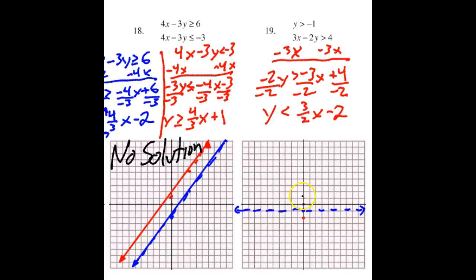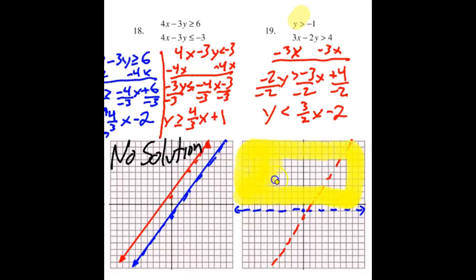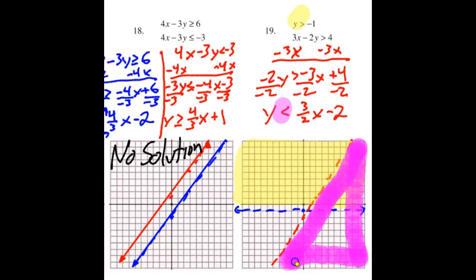So we're going to go up 3 over 2. Up 3 over 2. Do that a few times. And this one is a dashed line as well. Okay, let's do everything that is greater than here, above the blue line. Shade that in yellow. And let's do everything less than, below the red line. So below the red line would be all of this. Okay, so there's our shading, and we can see it overlaps here.